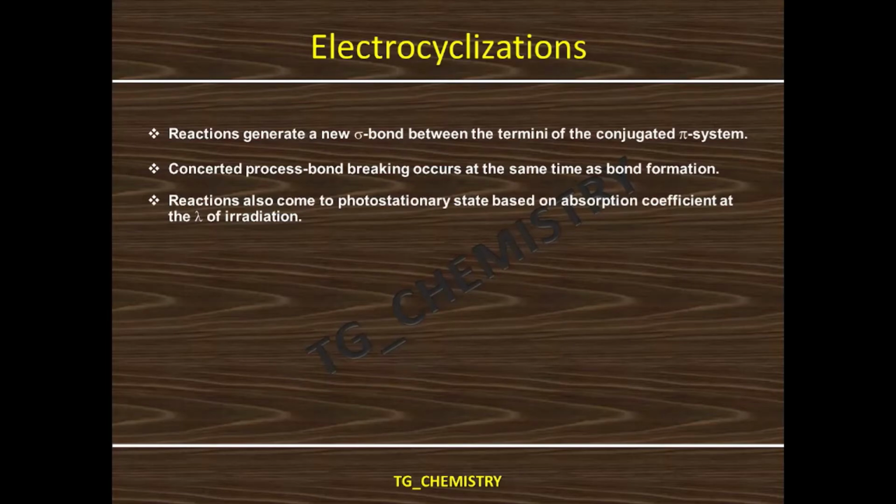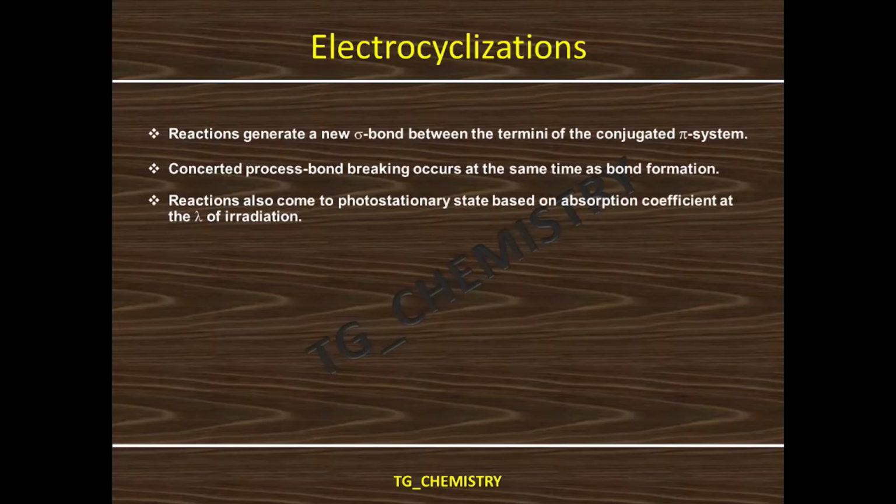The reactions also come to a photostationary state based on the absorption coefficient at the lambda of irradiation, that is, the wavelength of irradiation. And in this kind of reaction, either ring opening or ring closing can take place. Depending on the type of the reaction, it can happen through either a conrotatory mode or a disrotatory mode. If you have already gone through pericyclic reactions, these terms are quite known to you. And the type of rotation determines whether the cis or the trans isomer will be the major product during the product formation.